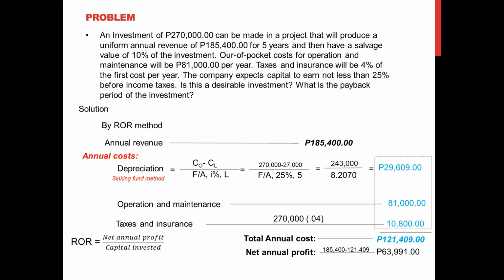Rate of return is equal to net annual profit all over capital invested. So ROR is equal to 63,991 divided by 270,000 times 100, and that will be equal to 23.7%. Now, the desired percentage is equal to 25%. The result of ROR is less than the desired percentage. Therefore, since ROR is less than 25%, the investment is not justified.